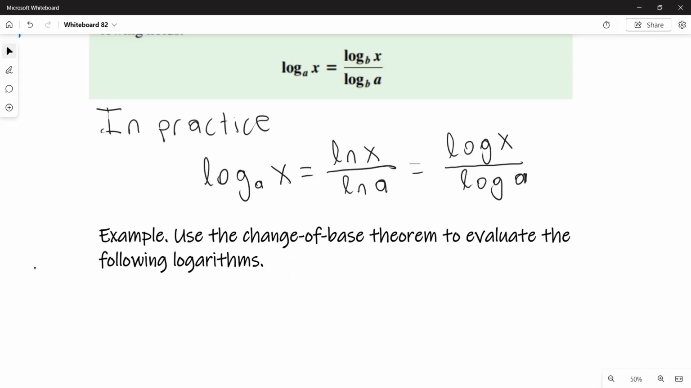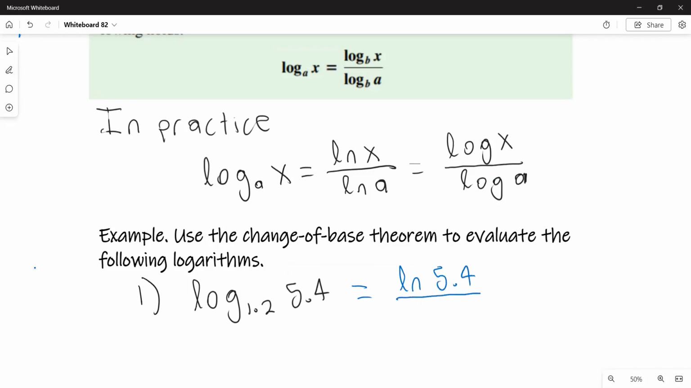Let's say you want to evaluate the logarithm with base 1.2 of 5.4. I don't have a direct button on the calculator, so perform the change of base theorem. For no particular reason, I'm using the natural logarithm, but if you want to use the common logarithm, that's fine. As long as you don't mix them, you're going to be fine.